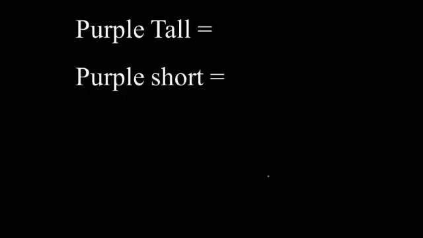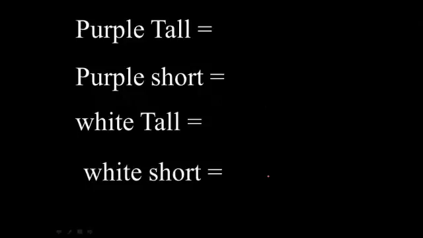So after you tally up all the different types, here are the four different types: purple tall, purple short, white tall, and white short. And in your notes, write down how many of each you would get. You'll have some here, some here, some here.